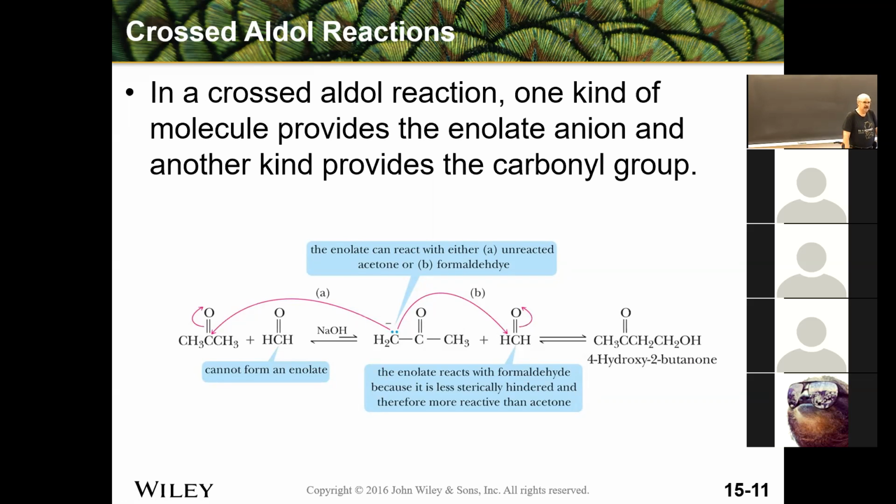One is that you can add the acetone slowly so that the concentration of formaldehyde is high. The second is formaldehyde is more reactive. It's less sterically hindered. Aldehydes in general are more reactive than ketones, and so this reaction with the enolate and the formaldehyde is faster than with the enolate and the acetone.